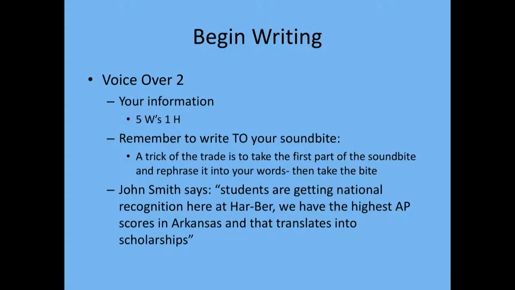Right? Maybe soundbite 1 is our principal saying, we've implemented sanitizing stations at every single classroom as well as common areas, and we're also trying to enforce 6 feet of distance. Okay, there's soundbite 1. Soundbite 2 is a student, and the student says, I don't really feel comfortable being here. I wish that we were just all online. Those two thoughts are completely unrelated, right? How do you tie them together?